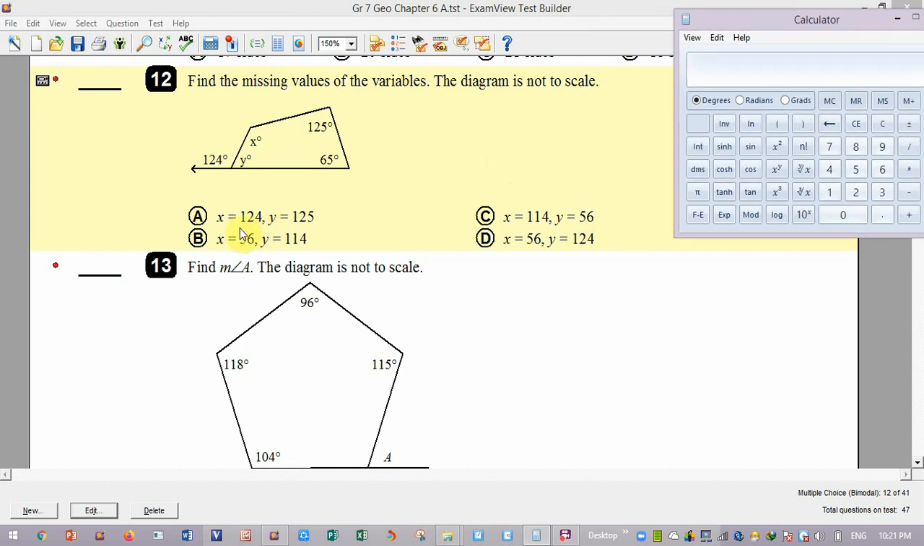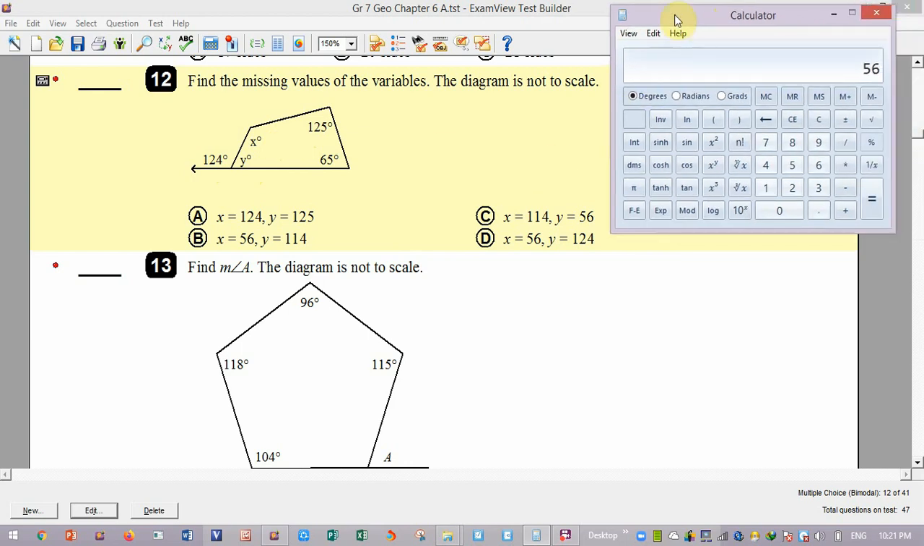How many answers contain y equals 56? This y, 125 wrong, 114 wrong, 56 may be right, but the other one completely wrong. Then the answer is C. If you want to check, yes, this answer y is 56, and this polygon has 4 sides. The sum of interior angles is 360. Then 360 minus the given measures, which are 125, 65, and 56. If we subtract, it will be 114.